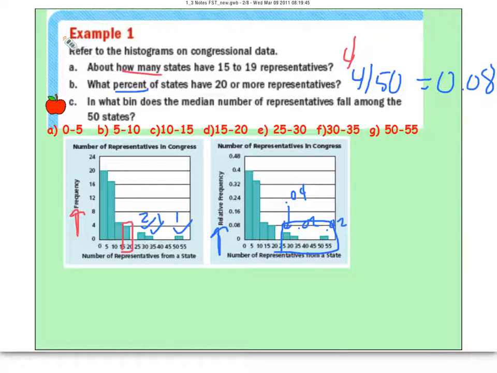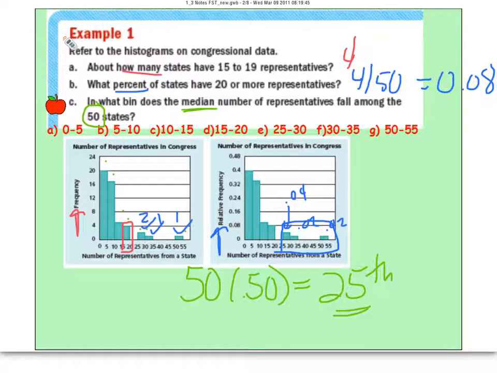Then question C wants to know, in what bin, or what bar that is, does the median number of representatives fall among the 50 states? Well, we have 50 pieces of data in here, so if you add up all the bar heights, it's going to total 50. So we want the state that is in the median. If you have 50 states, the one in the middle is at the 50th percentile, so you need to find the 25th piece of data.